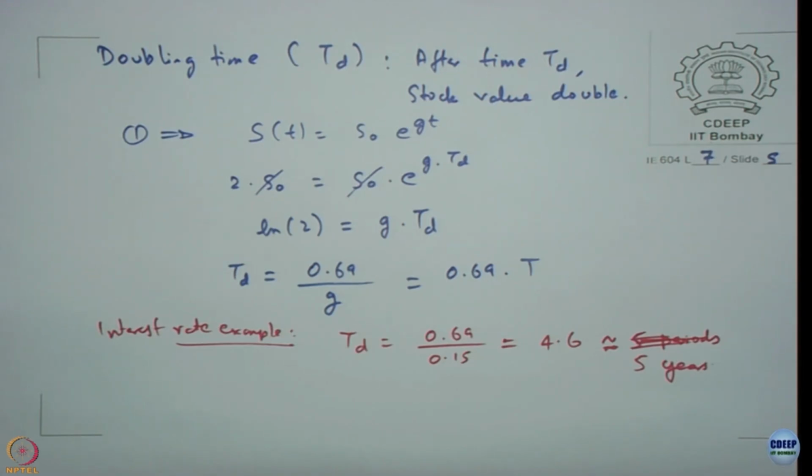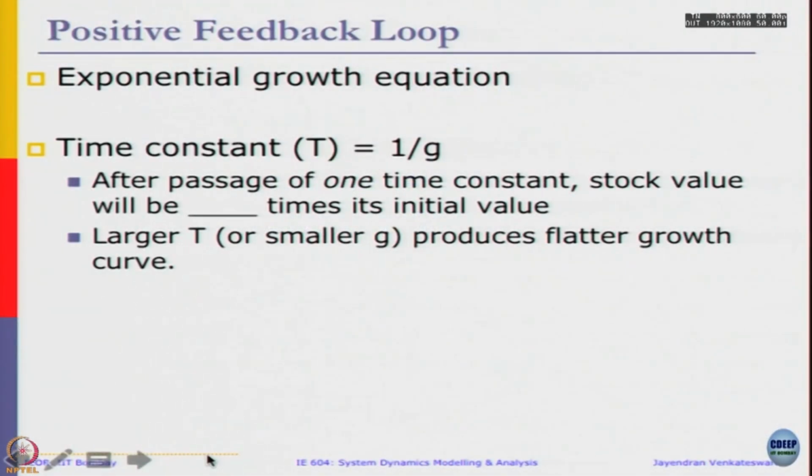So now let's go back to our slides. We have seen the time constant. For passage of one time constant, stock value will be 2.72 times the initial value. Larger T or smaller g produces a flatter growth curve. So now that we know all these equations, it's very easy to compute. That is not the intent.